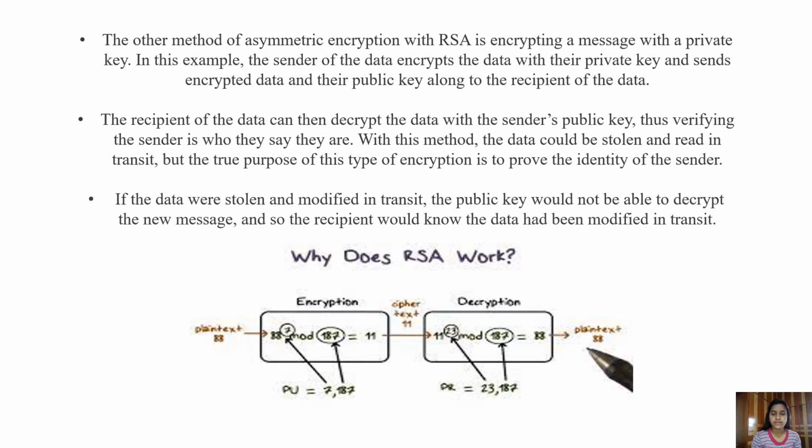The other method of asymmetric encryption with RSA is encrypting a message with a private key. In this example, the sender of the data encrypts the data with their private key and sends the encrypted data and their public key along to the recipient. The recipient can decrypt the data with the sender's public key, thus verifying the sender is who they say they are. With this method, the data could be stolen and read in transit. The true purpose of this type of encryption is to prove the identity of the sender. If the data was stolen and modified in transit, the public key will not be able to decrypt the new message, and so the recipient will know the data had been modified in transit.